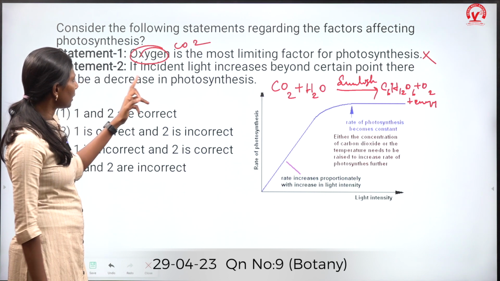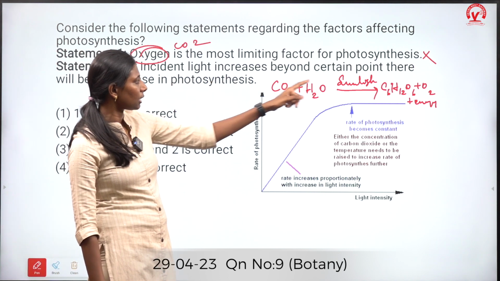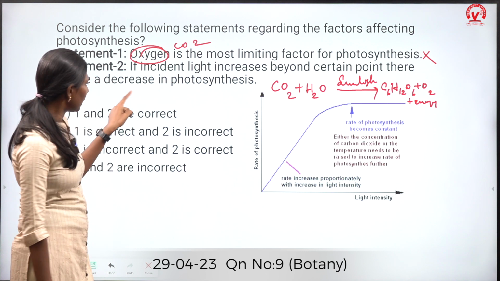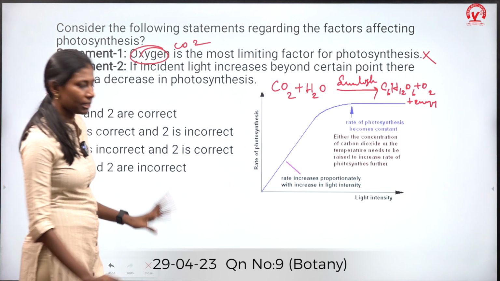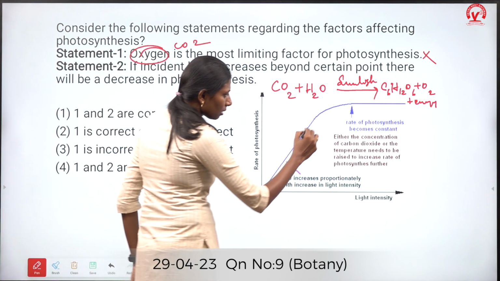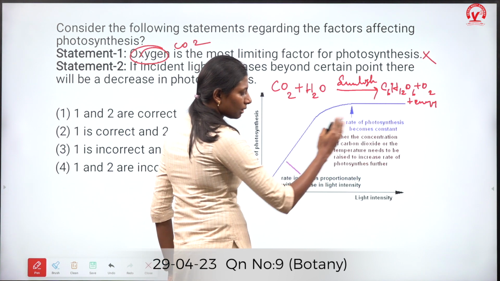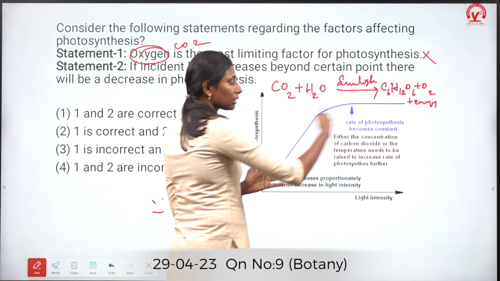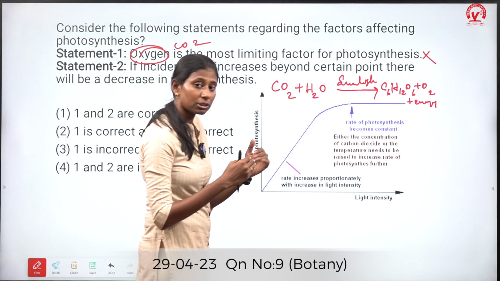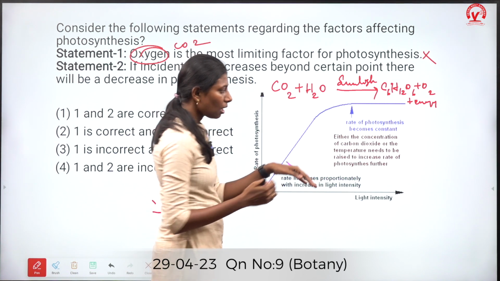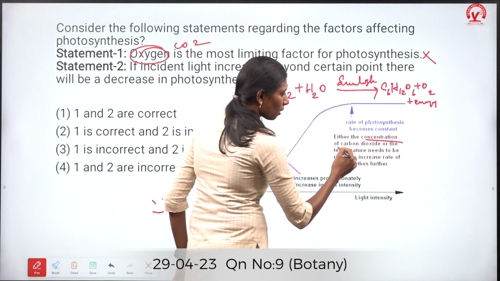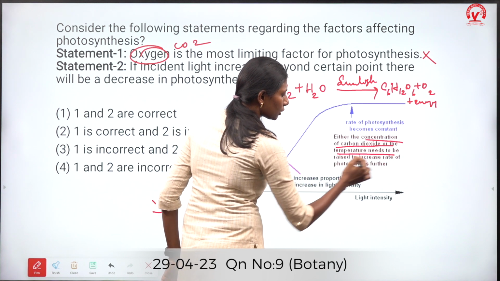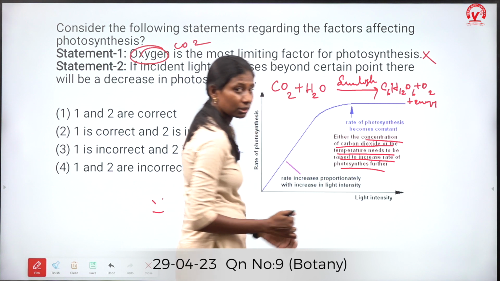Second point, if incident light increases beyond a certain point, there will be a decrease in photosynthesis. Yes, to a certain level, an increase in the light will result in an increase in the rate of photosynthesis, but beyond a certain level, the rate of photosynthesis will decrease. But either the concentration of carbon dioxide or the temperature needs to be raised to increase the rate of photosynthesis further.